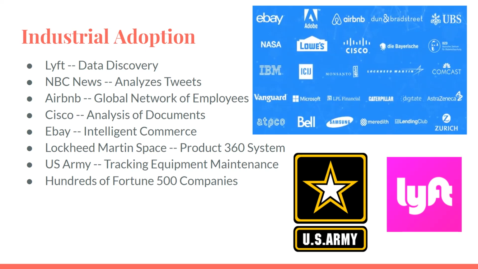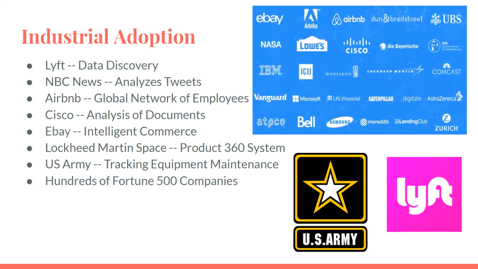Cisco, one of the most popular IT companies, uses Neo4j for a real-time graph analysis of documents, which saves the company over 4 million employee hours, which is easily tens of millions of dollars saved by Cisco. Lockheed Martin Space uses Neo4j to tackle disparate lifecycle data from scientists to satellites with a Product 360 system. eBay uses Neo4j to power intelligent commerce for the eBay app on Google Assistant.